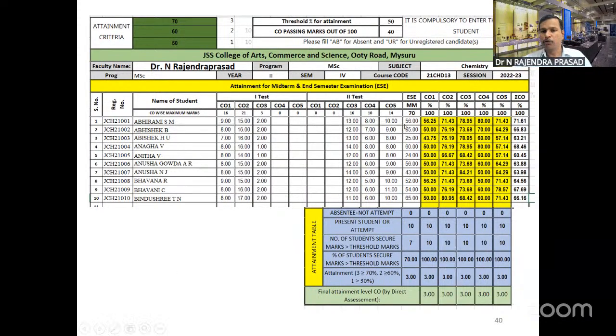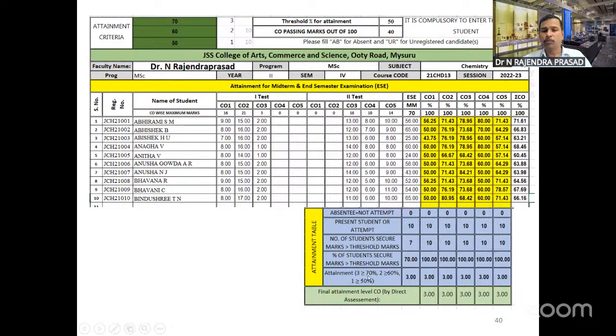Ultimately, you do all these things, convert into percentage, account for absentees and students present, and make this tabulation. Now, you calculate the number of students who have scored greater than the threshold marks, that means greater than 50. How many have scored greater than 50? Calculate, put it here, and convert that into percentage. So if 10 students out of 10 have scored greater than 50, it is 100%.